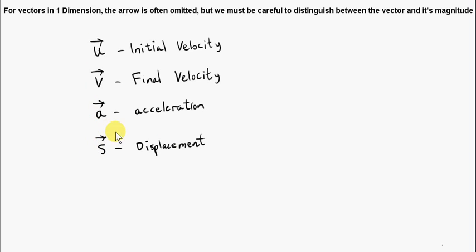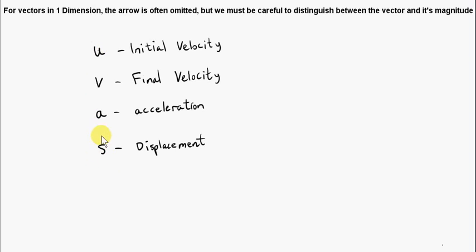Now, for some reason, the arrow is omitted. It's omitted only for the case of linear motion, which involves vectors in just one dimension. So if that's the case, how do we denote the magnitude of these quantities?